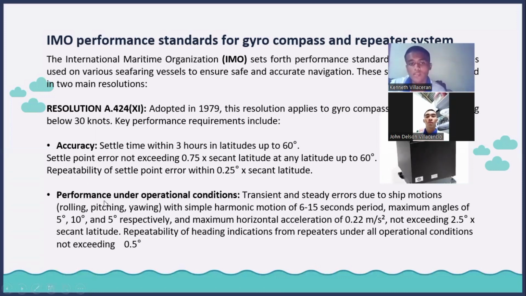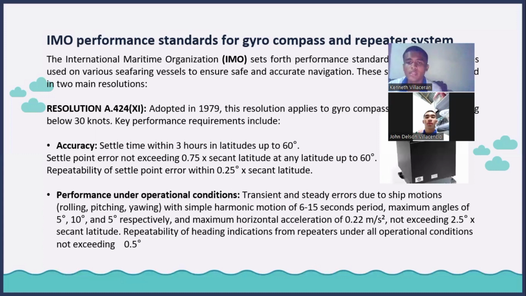The second is the performance under operational conditions. Transient and steady errors due to ship motions, rolling, pitching, and yawing, with simple harmonic motion of 6 to 15 seconds period, maximum angles of 5 degrees, 10 degrees, and 5 degrees respectively, and a maximum horizontal acceleration of 0.22 meters per second squared, not exceeding 2.5 degrees times secant latitude.